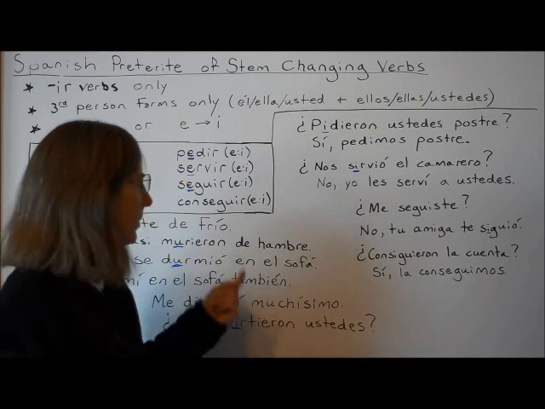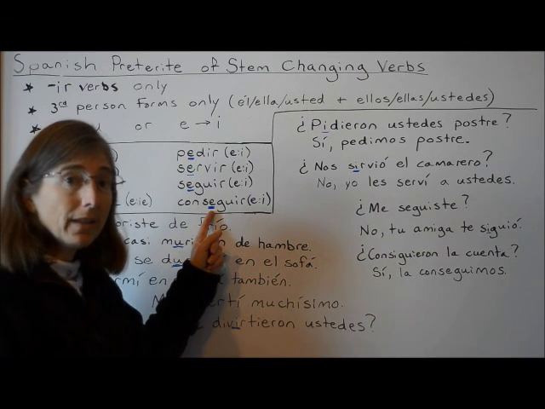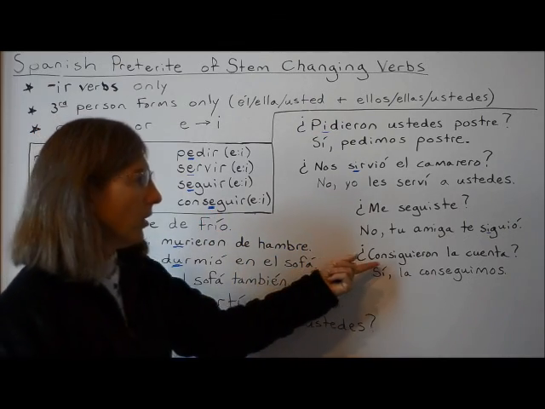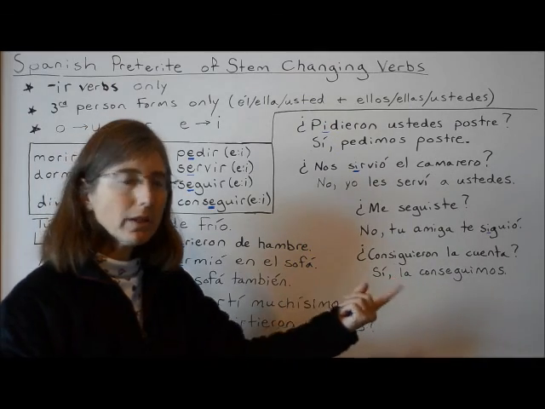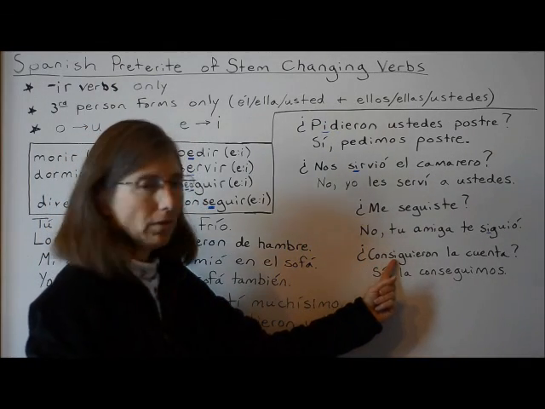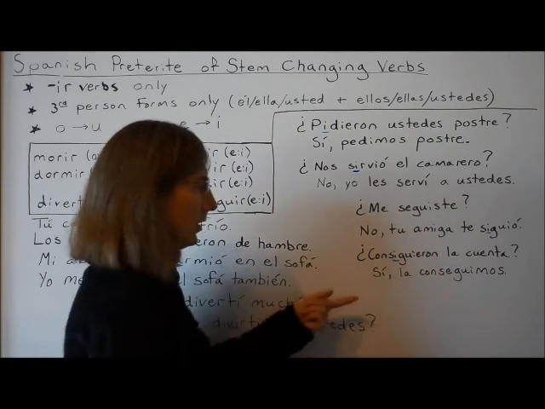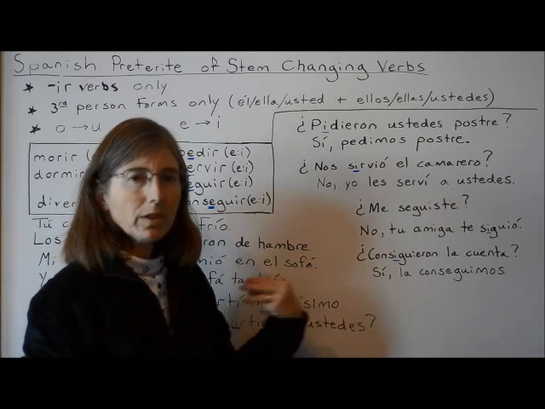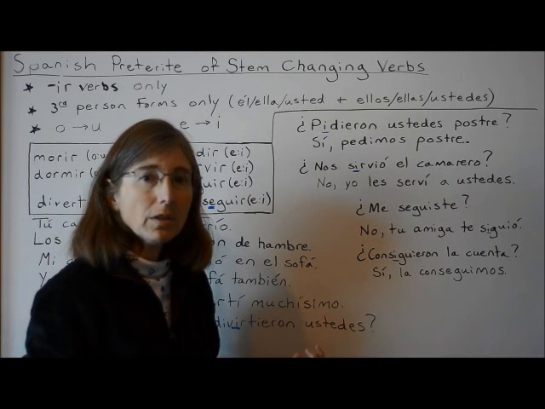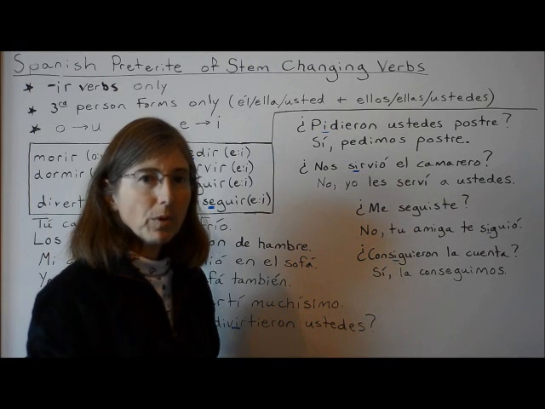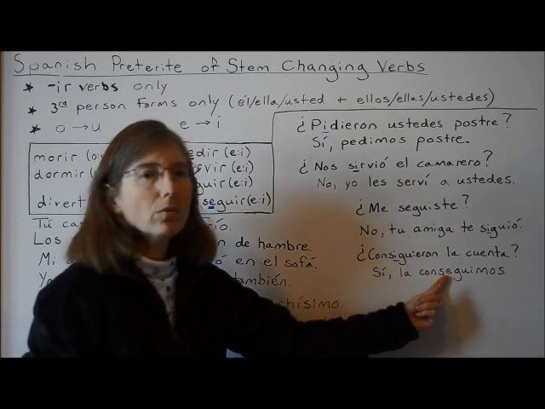For conseguir, we're going to look for this E to change to an I in the third person forms. Consiguieron la cuenta. Did they get the bill, or did you all get the bill? And right there, there's the E that changed to an I. Sí, la conseguimos. Yes, we got it. Now this is the plural version of the first person, so it's not third person, so the E is going to stay an E. It's not going to stem change. Conseguimos.